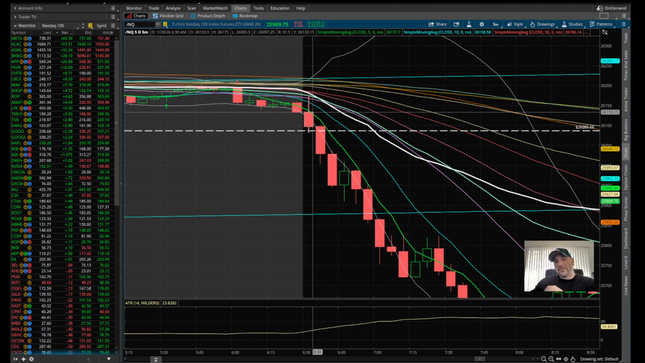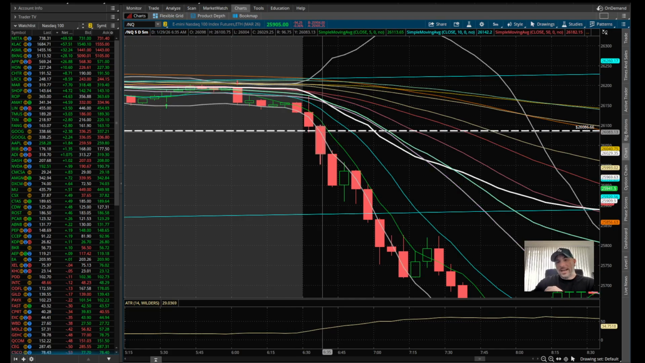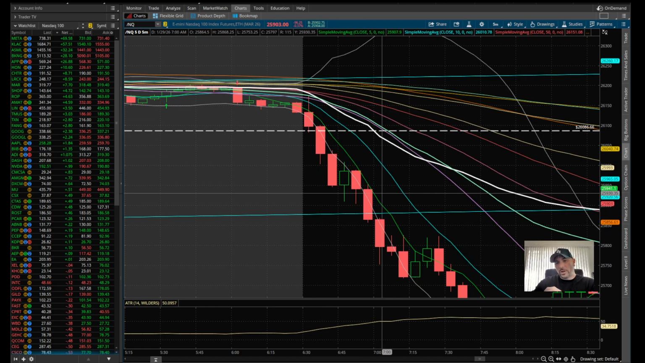So if you look at this 5 simple moving average, if we get short through that 5-minute opening range low, through that overnight session low, what we want to do is keep a tight stop. As long as we're trading below that 5 simple moving average, we want to try to hold this trade.